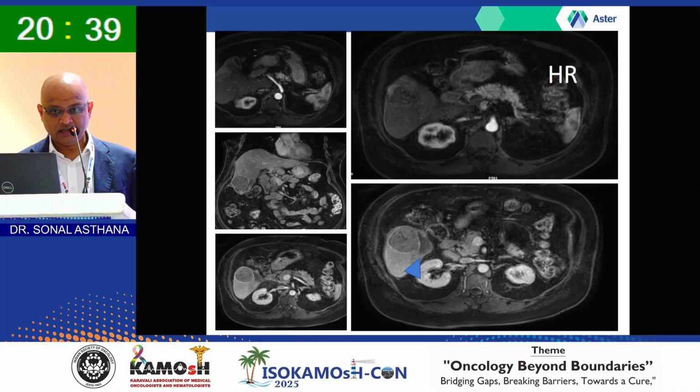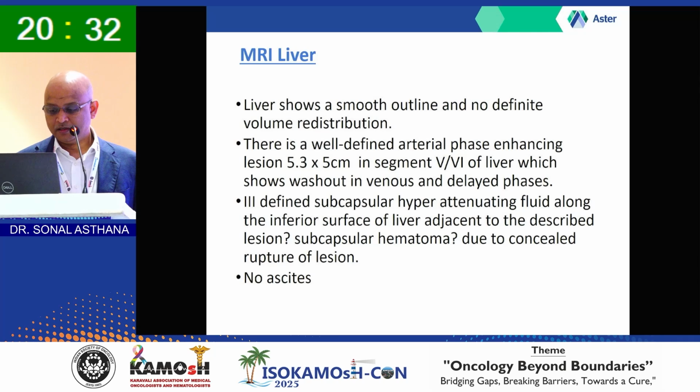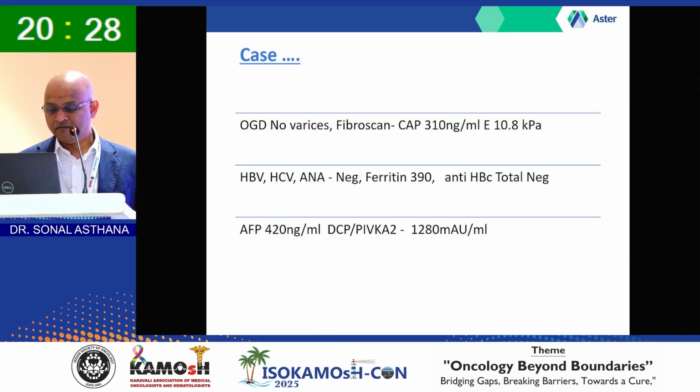The arrow here is a sign of a contained rupture in this tumor as well. Correct. This tumor had ruptured but had not spread. As the doctor has already said, these are the MRI findings. We went ahead and evaluated this patient, did an endoscopy, no varices, essentially a non-cirrhotic patient. The markers are raised as well. The AFP and the PIVKA are both elevated.